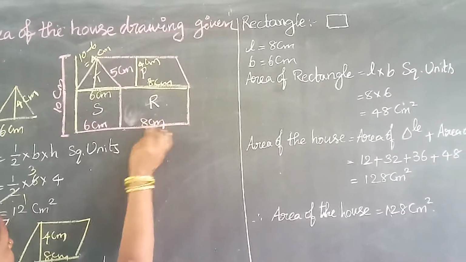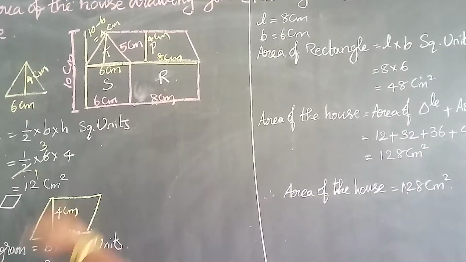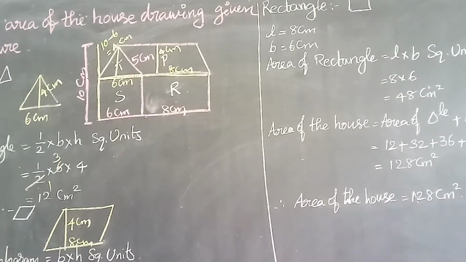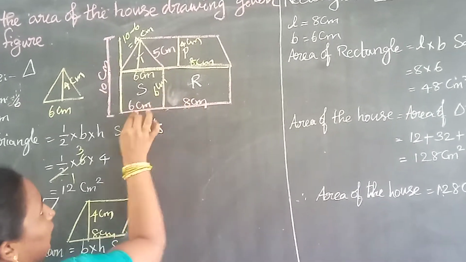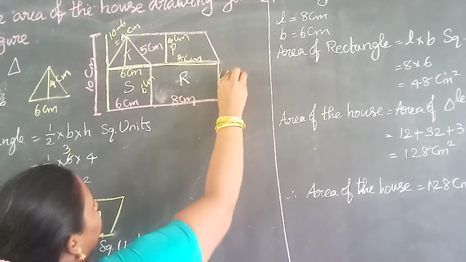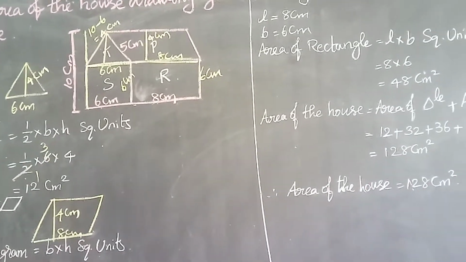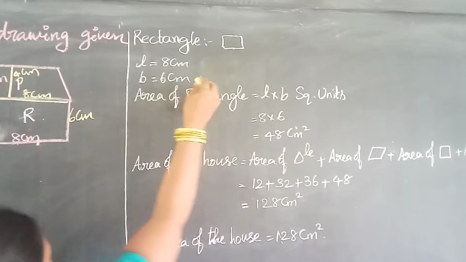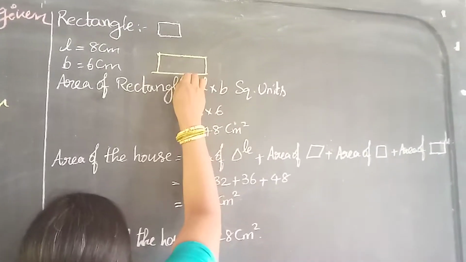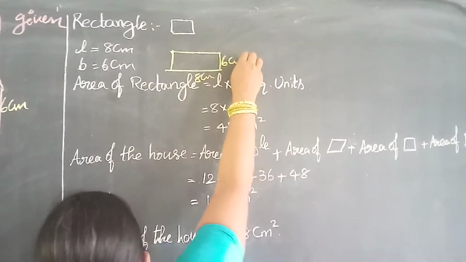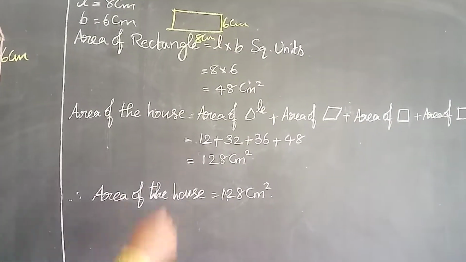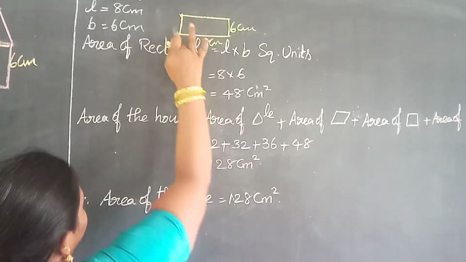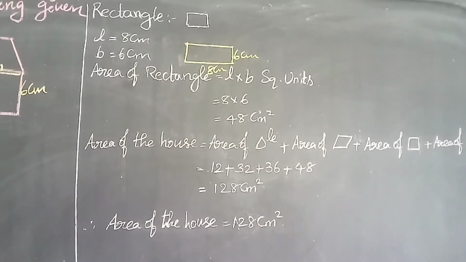Okay, next shape, move on to this rectangle. For the rectangle they given the length, that is 8 centimeter. So what will be the breadth? 6 centimeter. Here in the square, the sides should be equal. Here it is 6, so here also it will be 6. Then the breadth of this rectangle will be 6 centimeter. So write, length is 8 centimeter and the breadth is 6 centimeter. Then area of rectangle equal to L into B square units. So L means 8, B means 6. So 8 sixes are 48 centimeter square.